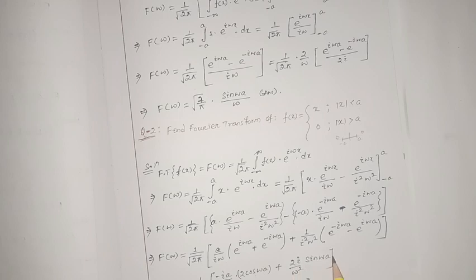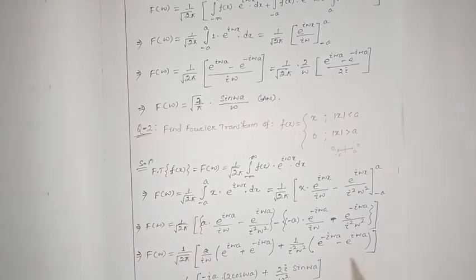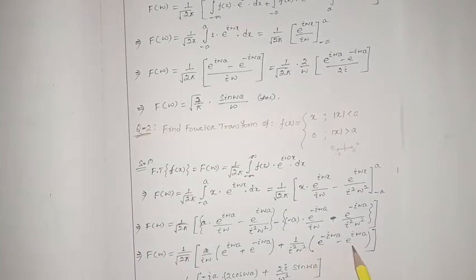2i sin omega a, and here i square value is minus 1. See, this is e to the i omega a minus e to the minus i omega a, and we know that e to the i omega a minus e to the minus i omega a is 2i sin omega a. So first we take common minus, then it will be e to the i omega a minus e to the minus i omega a. This value is 2i sin omega a, right? And here what is the i square value? Minus 1, and this minus will be plus finally.